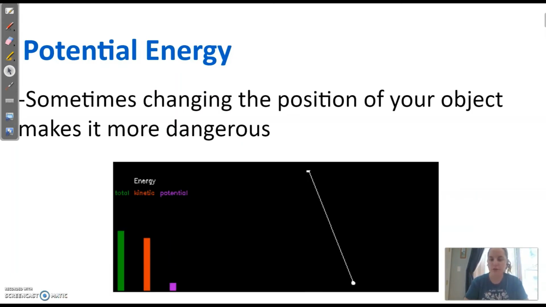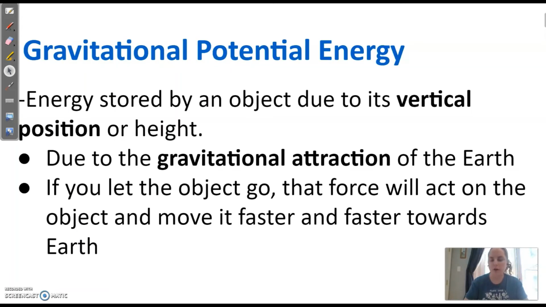Sometimes changing the position of your object makes it more dangerous, right? We just saw a couple of examples of that. So again, think of your pendulum. If you were to increase the height of the mass of that object up in the air, you've increased the potential energy of that object. That's because we're mostly talking about gravitational potential energy. Energy is stored by an object due to its vertical position or height. This is also due to the gravitational attraction of the Earth, or the acceleration due to gravity. So if you let the object go, that force will act on the object and move it faster and faster towards the Earth.